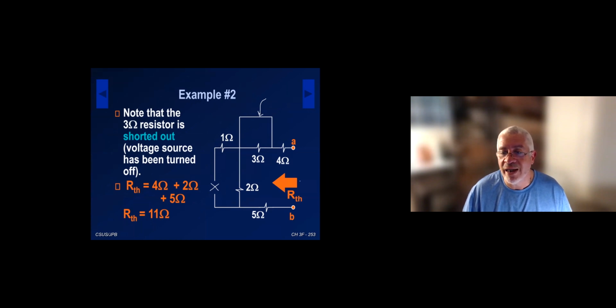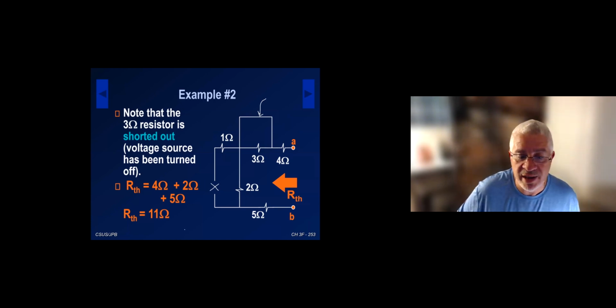So the Thevenin resistance looking into A and B is essentially the 4 ohm in series with the 2 ohm and the 5 ohm. The 3 ohms and the 1 ohm have no effect on the circuit, basically. Okay, so we have the Thevenin resistance to be 11 ohms.